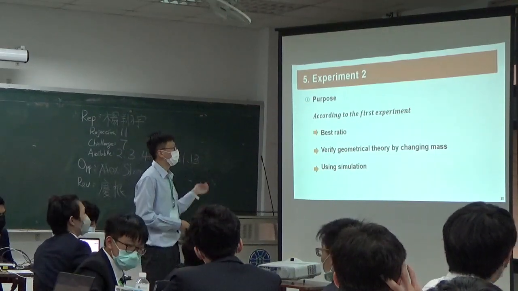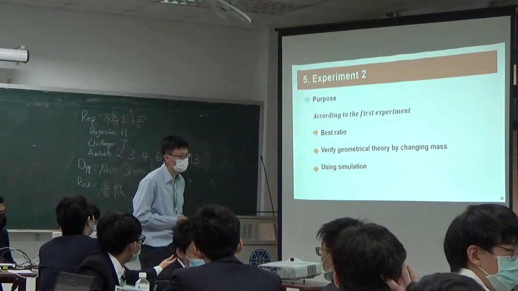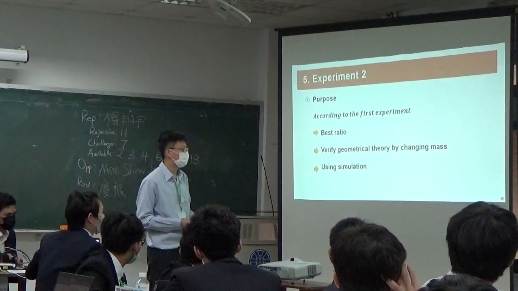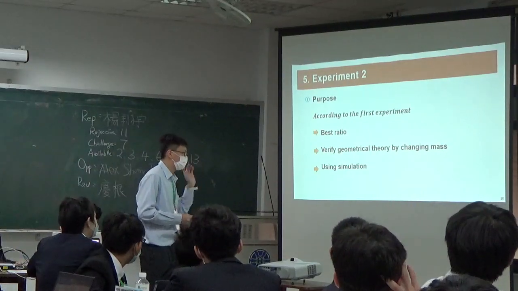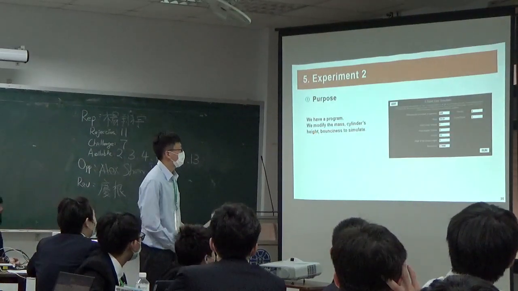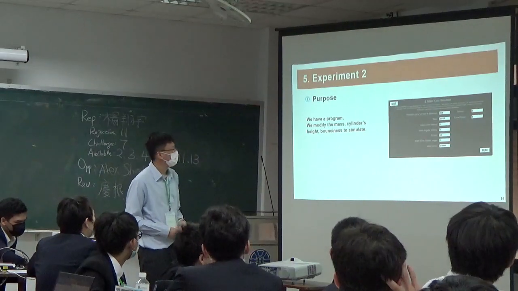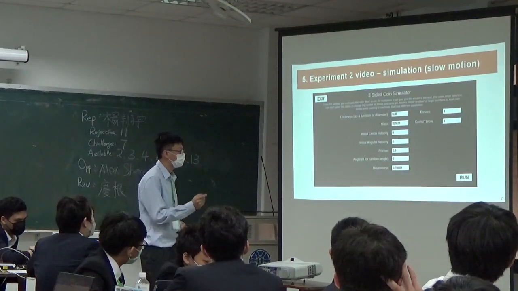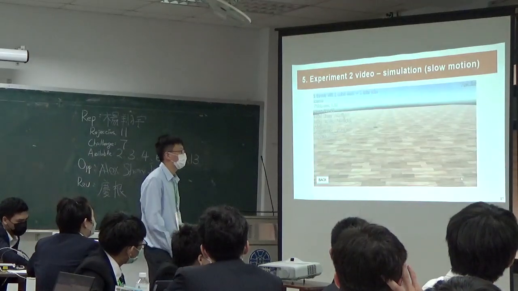For experiment 2, we take the best ratio we got from the first experiment, and we are going to verify the geometrical theory by changing the mass. Now we have to use a simulation. We have a program where we set the mass, the cylinder's height, and the bounciness to simulate. Let's see the simulation video.